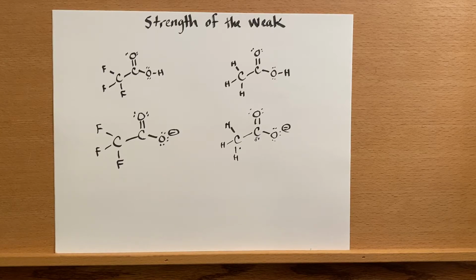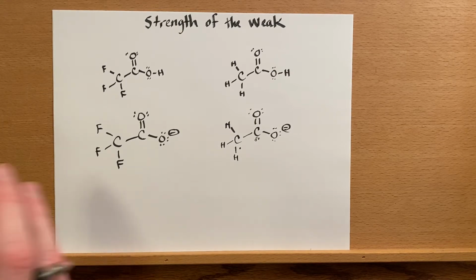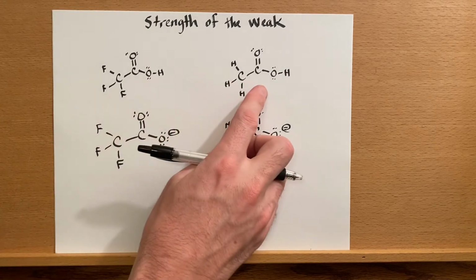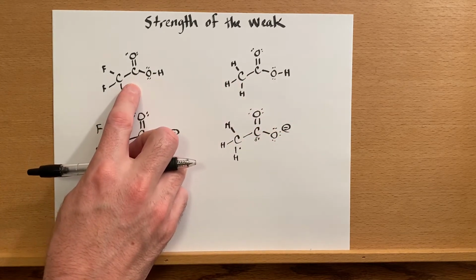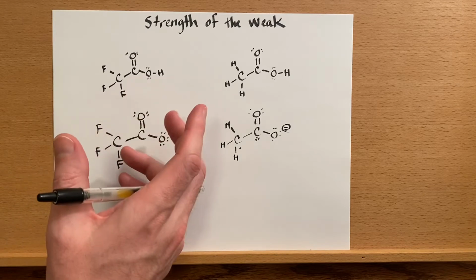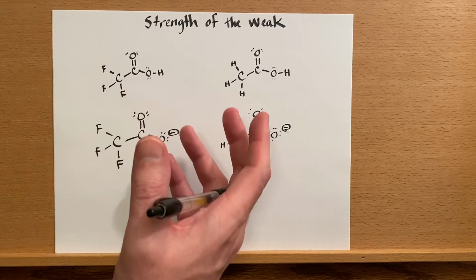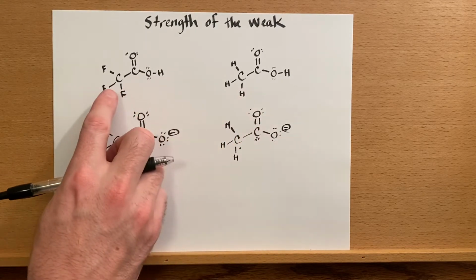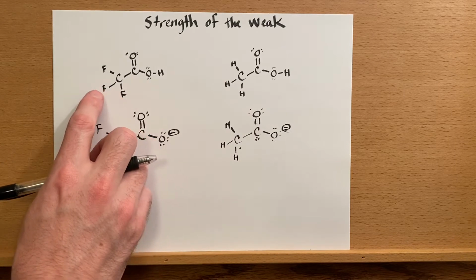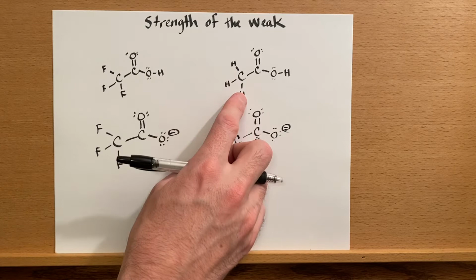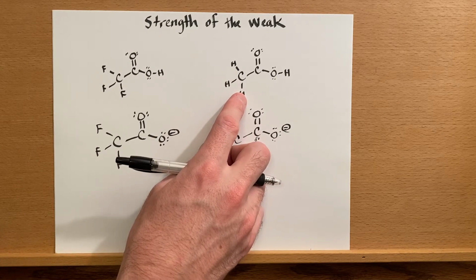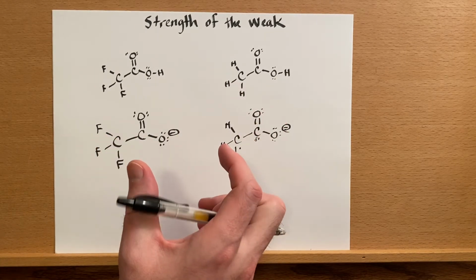Let us look at the strength of weak acids. So, I've drawn up two weak acids here. I have acetic acid there, and I have trifluoroacetic acid here. They're very similar to each other, and the names are quite similar. The only difference is that I have 3 fluorines on this carbon, whereas over here I have hydrogens. Now, what does this do to the strength of the acid?